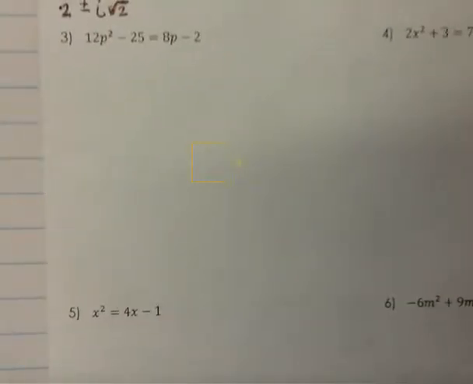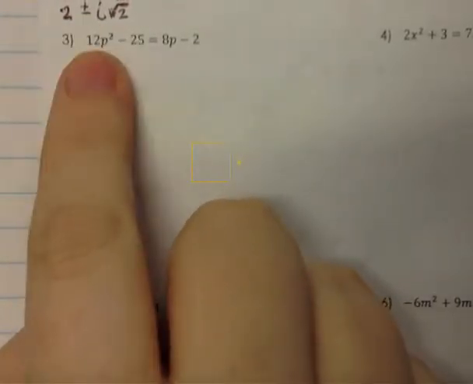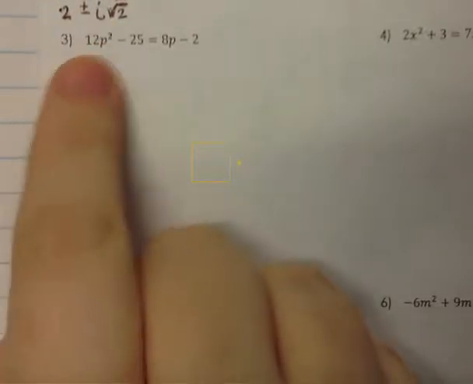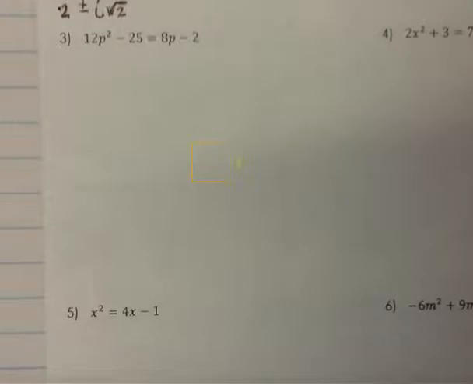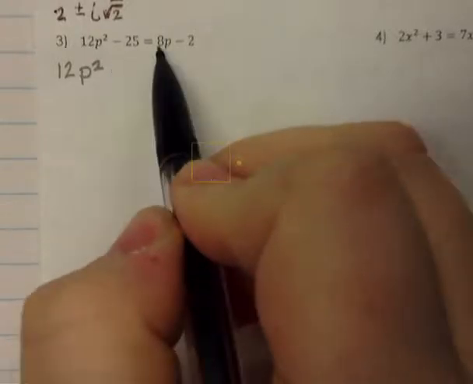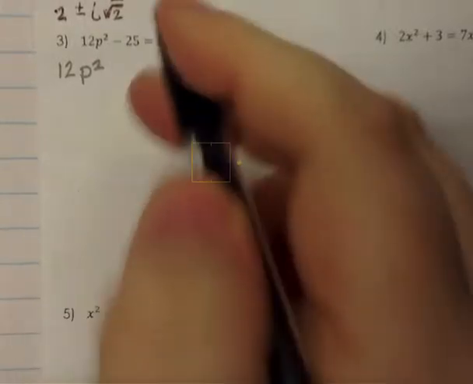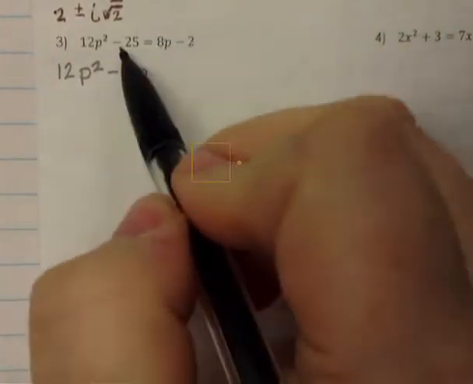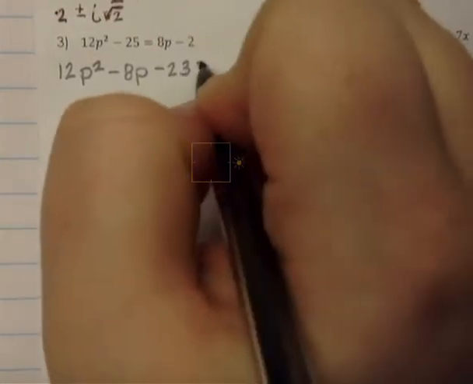If we move on, number 3, we do not have it in standard form. We want to get it into standard form. We do have our p squared. That's the only quadratic term, and it is positive, so we want to keep this 12p squared on this side. So that part is good. So we have 12p squared. We want p, so our linear term, which is that 8p, means we have to subtract it over, so we have minus 8p. Then we want all of our constants over here, so we have to add the 2, so that becomes a negative 23 is equal to 0.